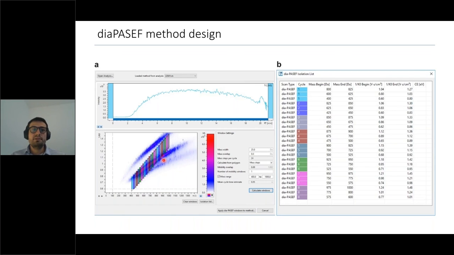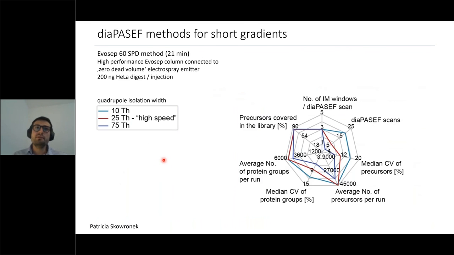And Patricia Skowronek, a very talented master's student and now a PhD student in Matthias's lab, was brave enough to optimize these methods, and she was looking at all different parameters that you could only think of. And one of them was, for instance, the width of the isolation window.